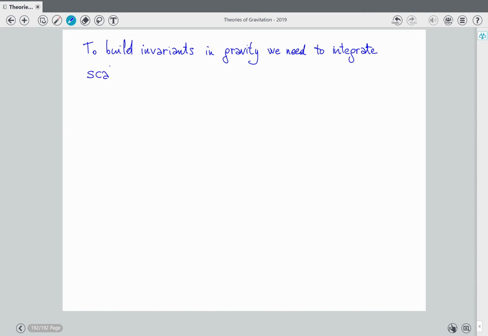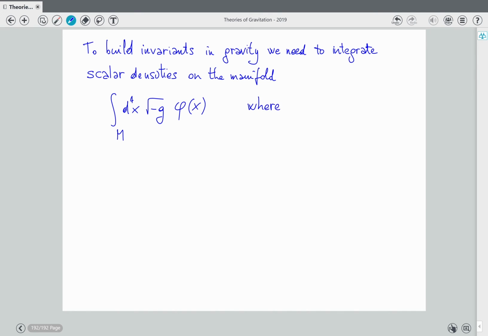Scalars, we integrate scalar densities actually, which means with the square root of minus g on the manifold. Which means that you have the integral over the manifold d^4x square root of minus g phi of x, where phi of x is a scalar. Any scalar. It could be R, the Ricci scalar, R squared, R mu nu, any scalar you want. Could be a cosmological constant, could be the action of a scalar field, which I have to write with a different phi, and so on.